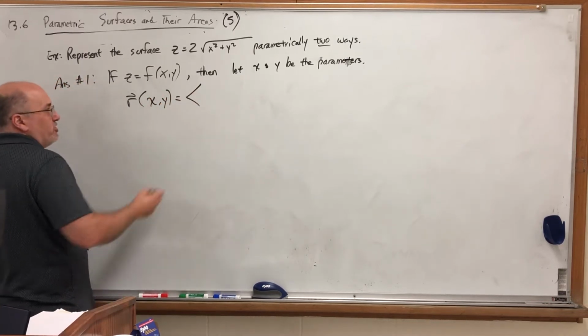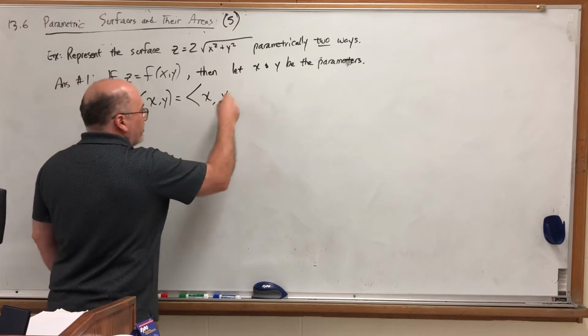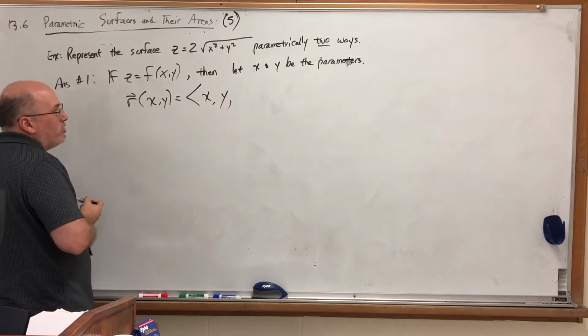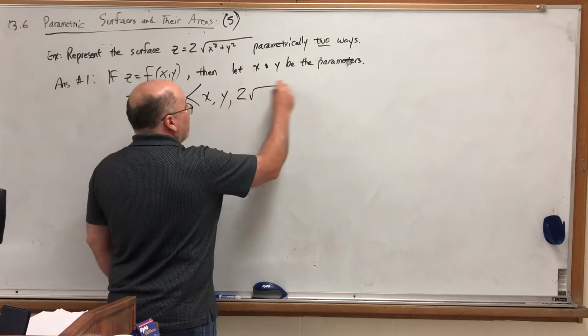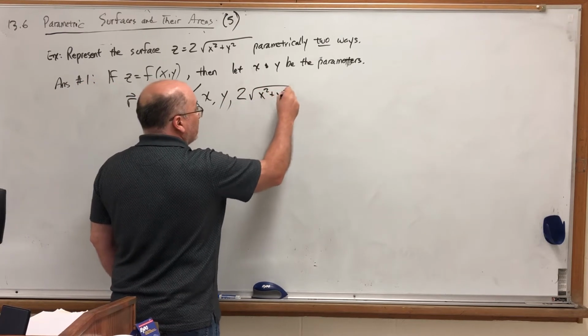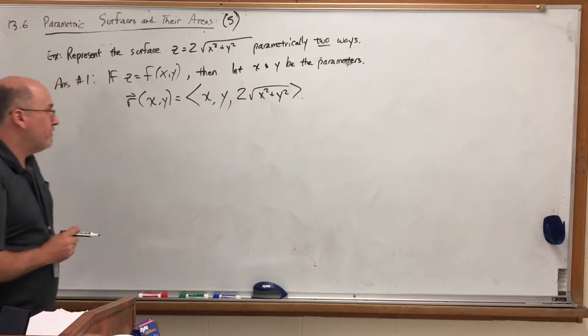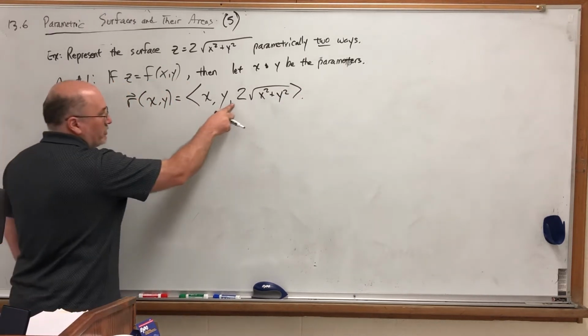Our x-coordinate is just the x. Our y-coordinate is just the y. And our z-coordinate is whatever we did to the x and the y. So 2 times the square root of x squared plus y squared. Okay, that's not too bad if you can write z as a function of x and y.